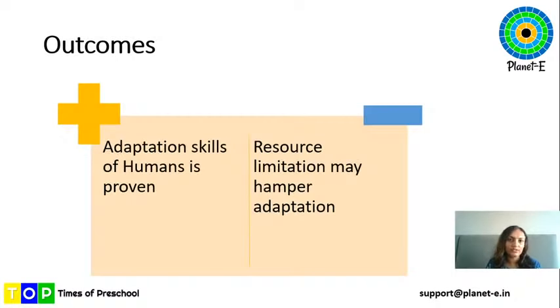limitations with respect to resources, material and availability may hamper the adaptation, of course. So if you're not having enough connectivity, if you're not having enough resource material, or if the students probably don't have crayons and the paper is over or the books are not sufficient, so there will be some limitations, and that can cause an experience to be a hampered one.